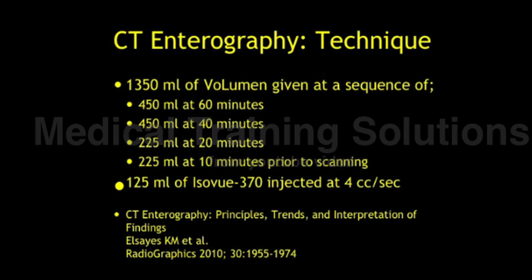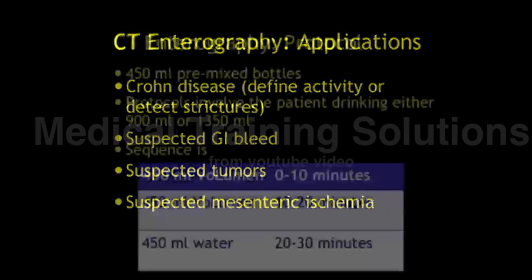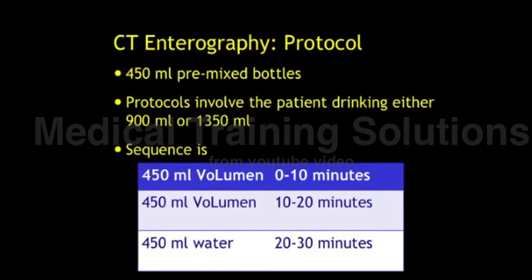Now, in terms of CT enterography, that article and our experience notes there are 4 really good applications. There are more, but here's one: Crohn's disease. Another is for GI bleeding, possible tumors, or ischemia. But anything where you need detailed analysis of the small bowel. So our protocol is this 10-minute, 10-minute, 10-minute protocol, which you can see here.